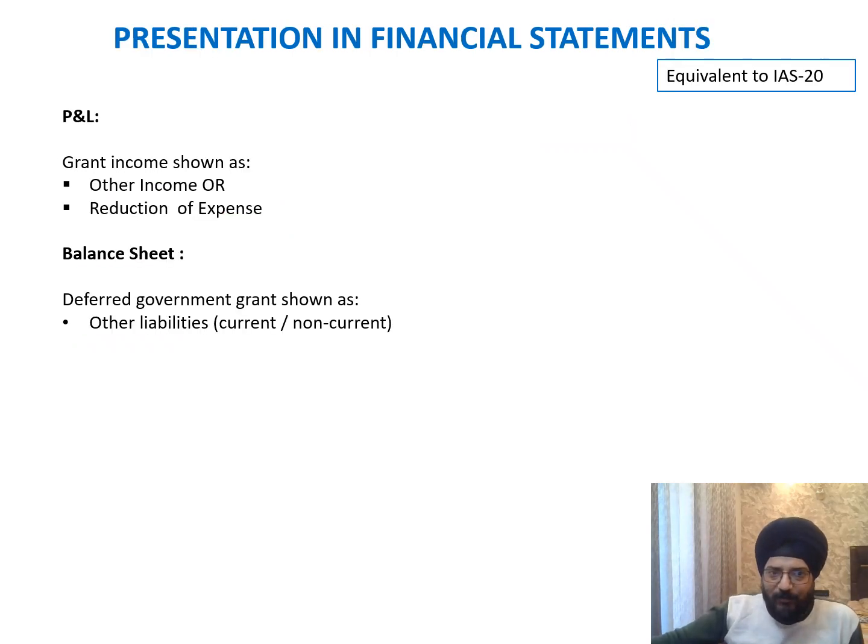Okay, now how do we present government grants in the financial statements? In the P&L, grant income is shown as other income or as a reduction from the expense, as the case may be. In the balance sheet it is normally shown as deferred government grant, and it will be shown till the time the grant is exhausted, depending upon the periodicity at which the grant has been given, and in case of an asset, depending upon the life of the asset over which it has to be recouped. So this is how we present the government grant received. We'll move to the next slide.